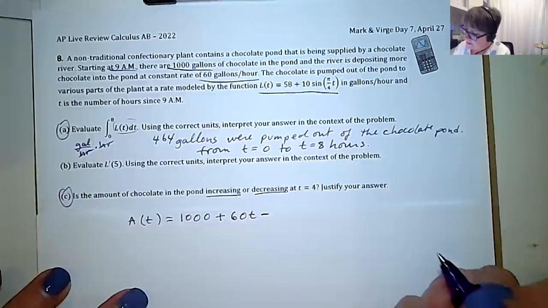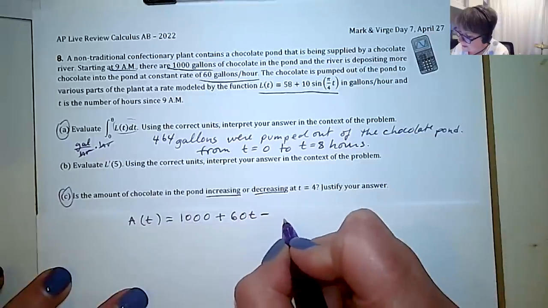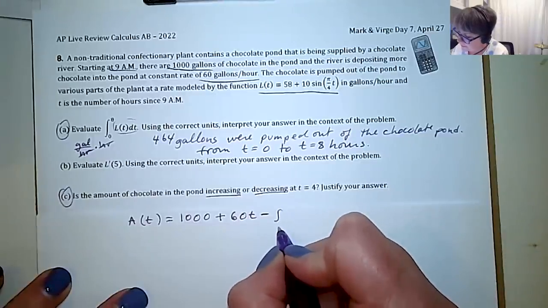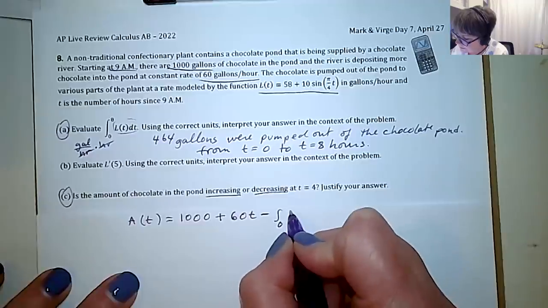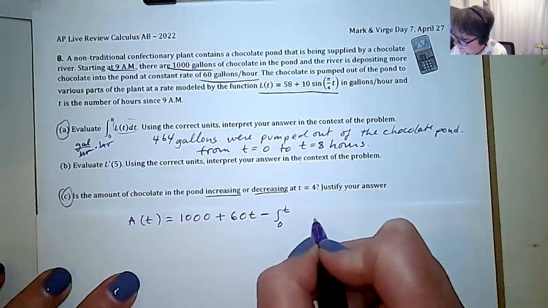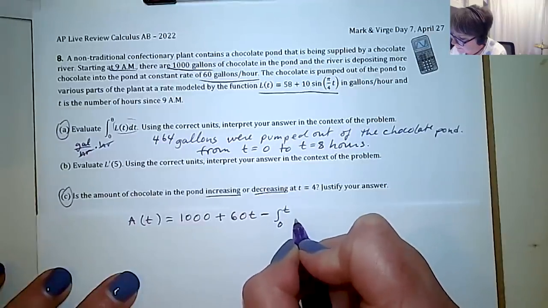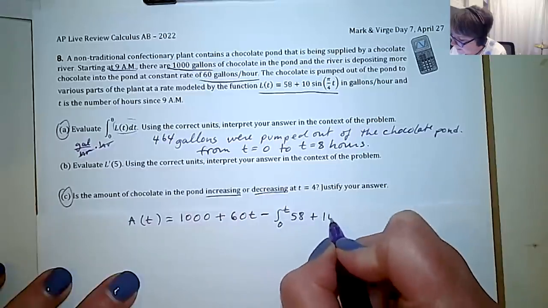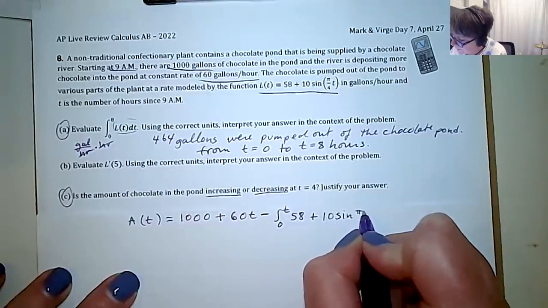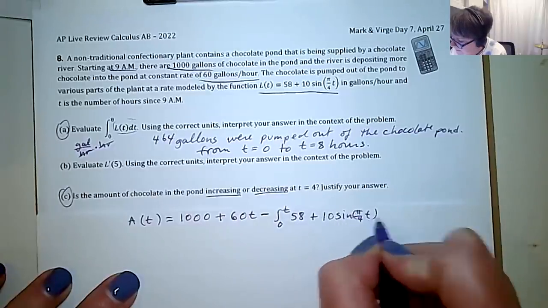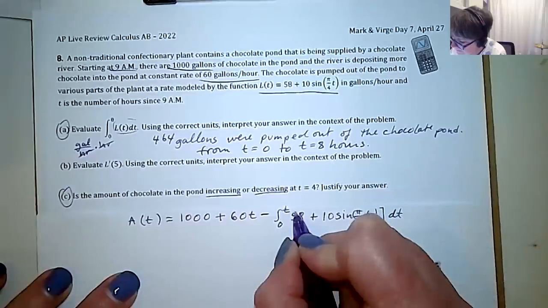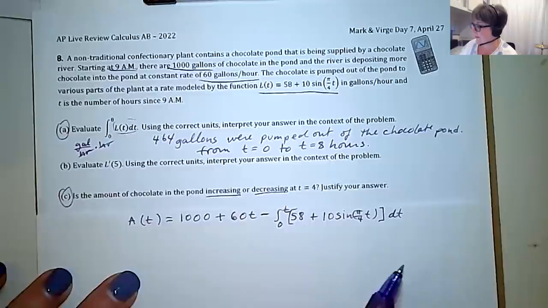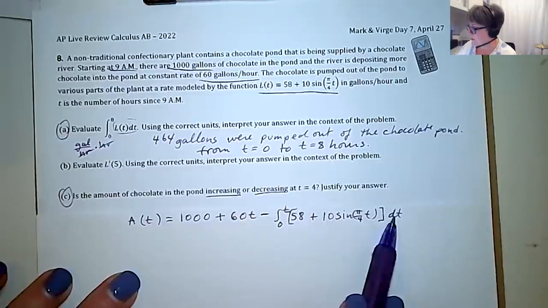So my amount that is leaving is actually the integral of the rate. So the integral from, let's see, 0 to t. And I don't know if my variables are going to get all messed up here, but I'm going to be kind of casual about it. Of 58 plus 10 sine of pi over 4 t, and then dt. Again, if I were going to be really careful, I might switch those to be x's.